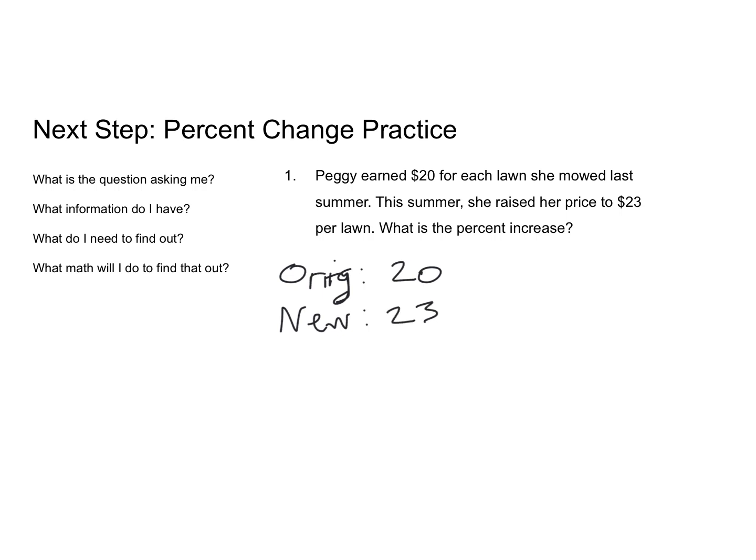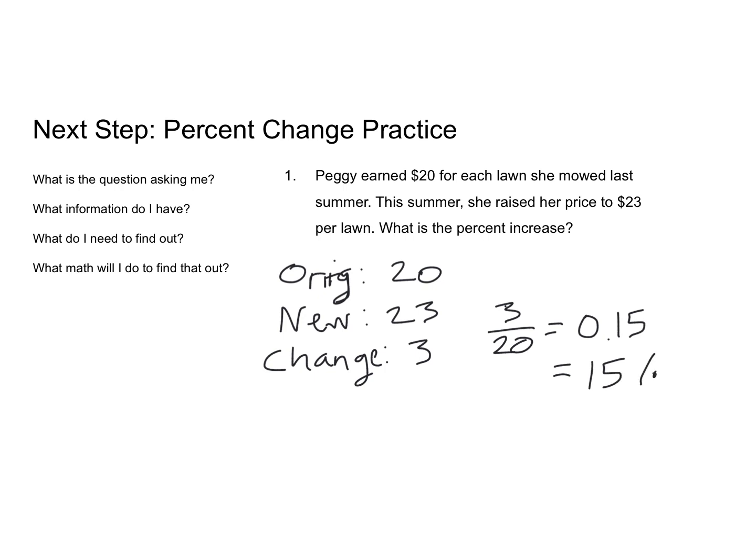So the amount of change, it went up by $3. So we have to figure out what is the percent increase. So I'm going to do 3 over 20 equals, and you can divide, 3 divided by 20 equals 0.15, which equals 15%. So she had a 15% increase in her rate per lawn.